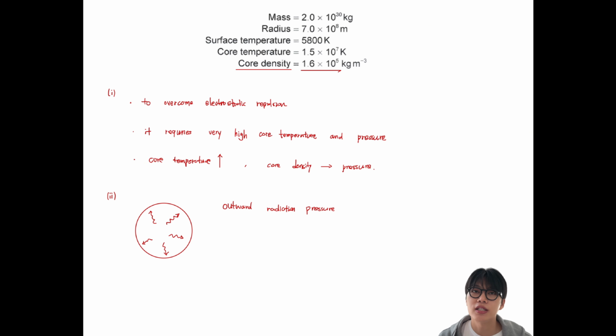And we need some other force that comes inwards, right? So that they balance each other. That means they have the equilibrium state. So what do we have for the sun? We have the inward gravitational force, right? So the outward radiation pressure equals the inward gravitational force. Okay, so that's the answer for question A2.